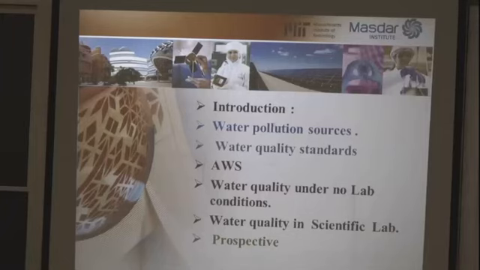And water quality standards. In general, there are so many in the world, but mostly US EPA standards are followed, or American Public Health Association standards for drinking water. And AWS is the new Alliance for Water Stewardship. This is a corporate body for water quality standardization.